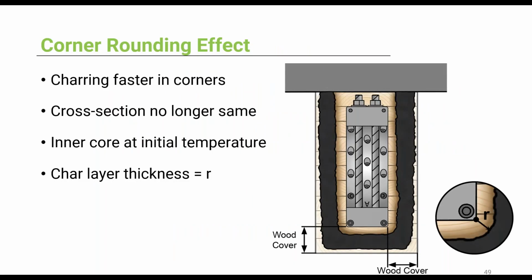Our other important concept is the corner rounding effect. If a rectangular beam is exposed from 3 sides, the charring is faster in the corners of the beam, and that's because they're subjected to heat transfer from 2 different directions. And this has a rounding effect. So right here you can see, this was the original member, which was rectangular, but now it's rounded. So this is called the corner rounding effect, and the rounding R, the distance from the connector to the rounding corner, actually has a value equal to the estimated char layer thickness.